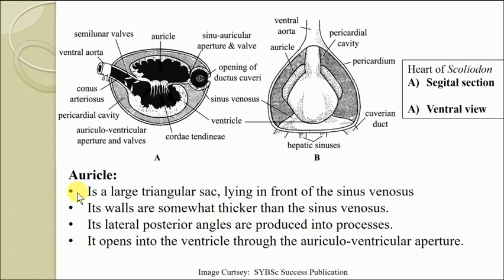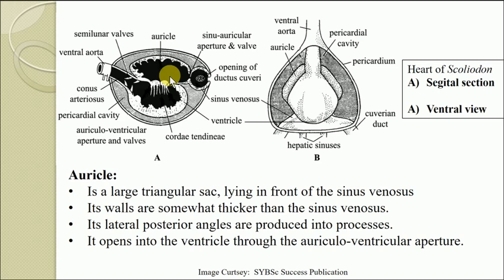Then the second one is the auricle. Now the auricle is a large triangular sac. Here in the sagittal section you can see a large triangular sac lying in front of the sinus venosus. This is the sinus venosus, and in front of it there is an atrium, also called the auricle. This auricle occupies the dorsal half of the pericardial cavity. This is the pericardium, enclosing a cavity known as the pericardial cavity, and this is the dorsal portion of the pericardial cavity, completely enclosed by this atrium, the auricle.